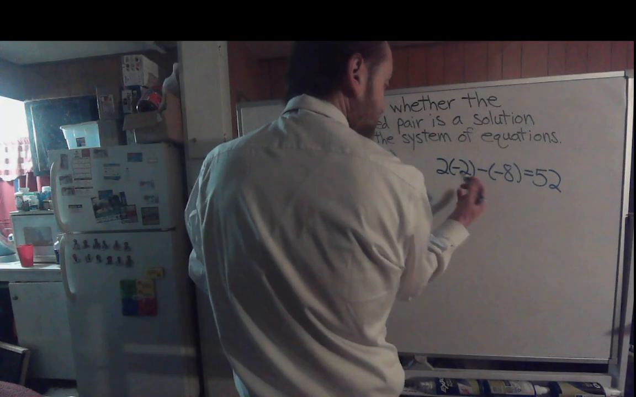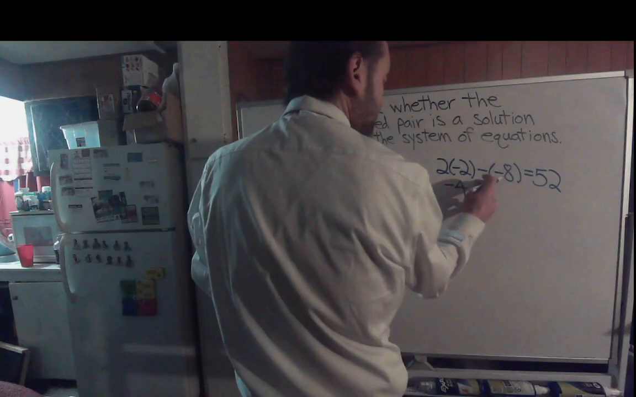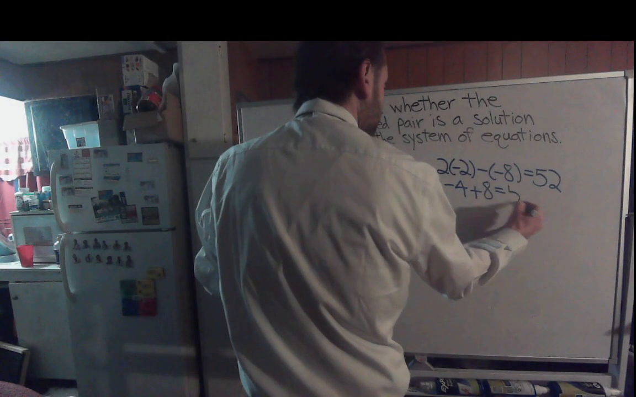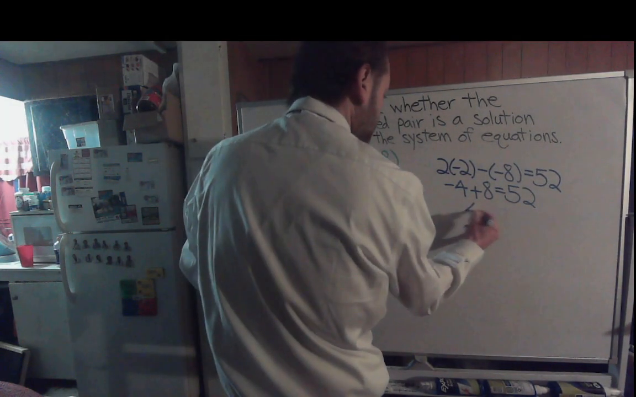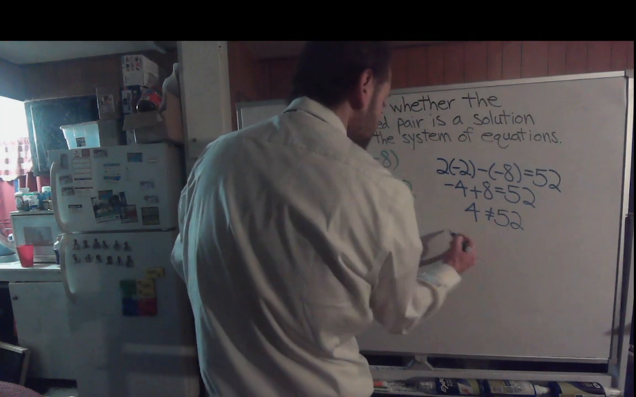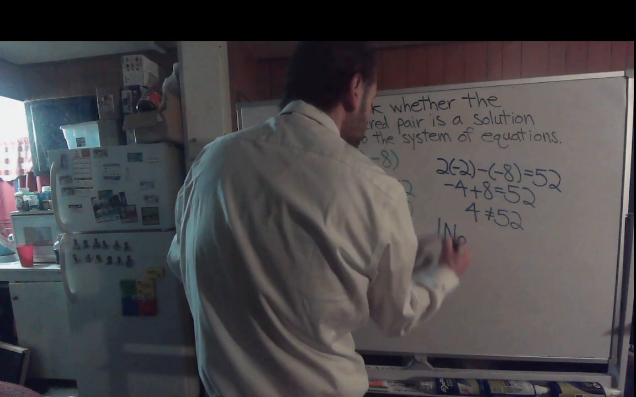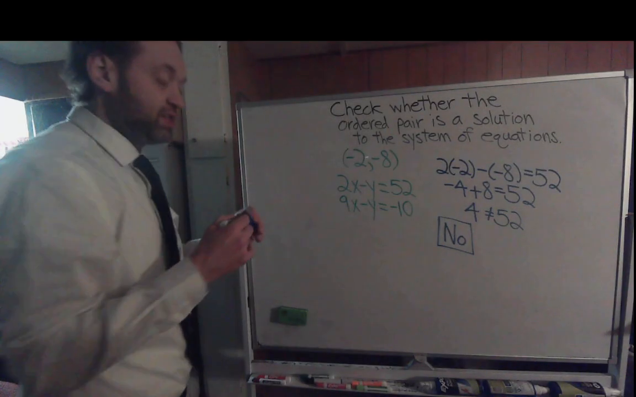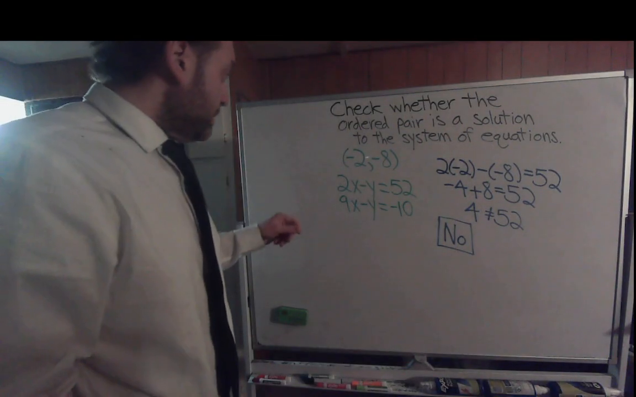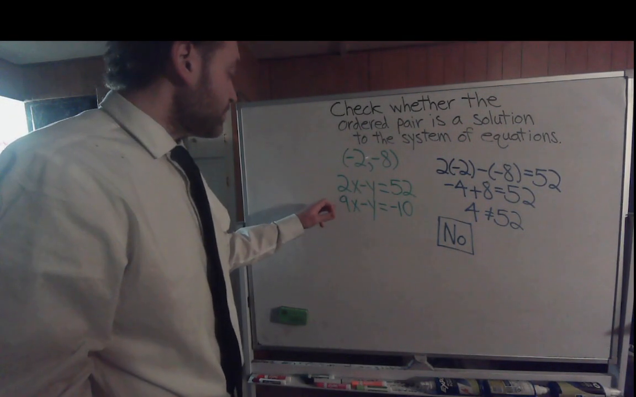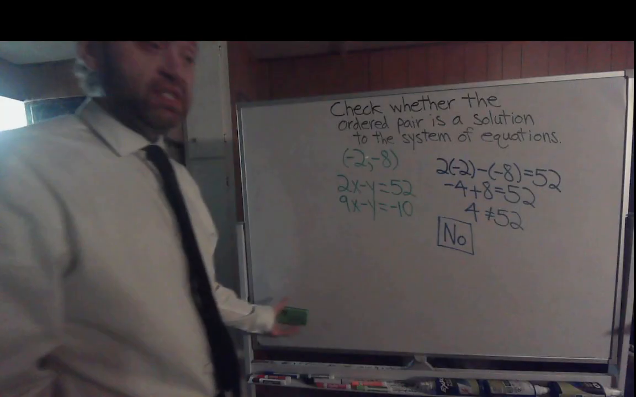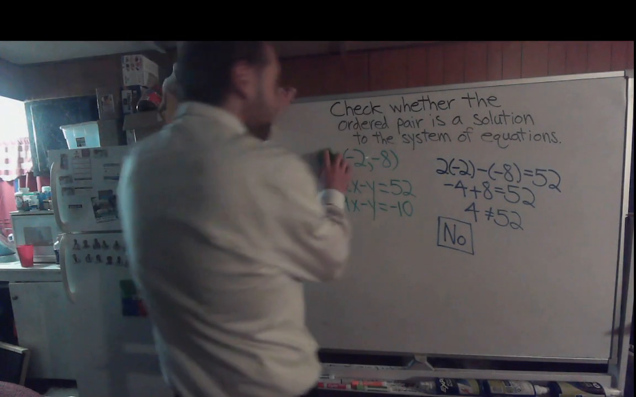Well, 2 times -2 is -4. Minus -8, well, that's plus 8. Set that equal to 52. That would give you 4 equaling 52, which is a false statement. So right away, no, this would not be a solution to the system of equations since you get a false statement. Now, if you put this into the second equation, it would be a solution, but it has to be a solution to both, not just one of them.